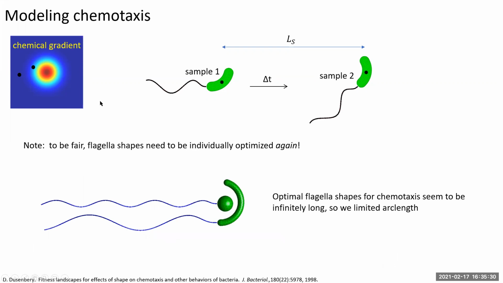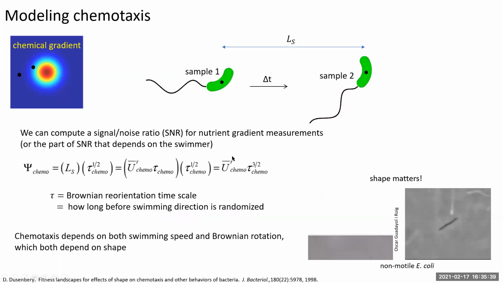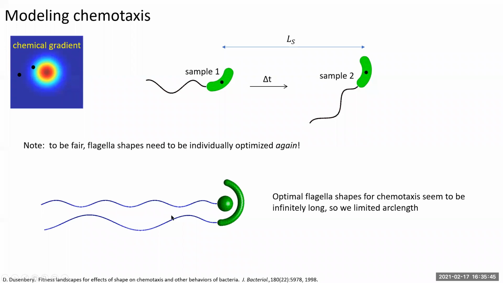So more pain. Because we're now thinking about a new kind of task, we're thinking about this product of swimming speed and tau, the time scale for Brownian rotation. Technically, the optimal tails are going to change from what they were for swimming speed or swimming efficiency. So you have to optimize them again for chemotaxis. I did that very painfully with many CPU hours.